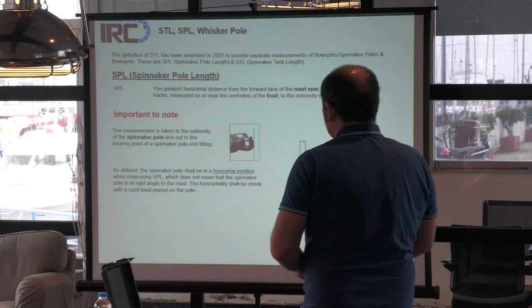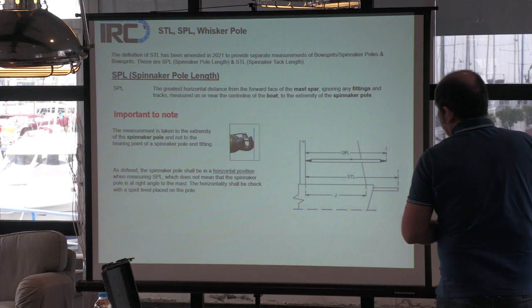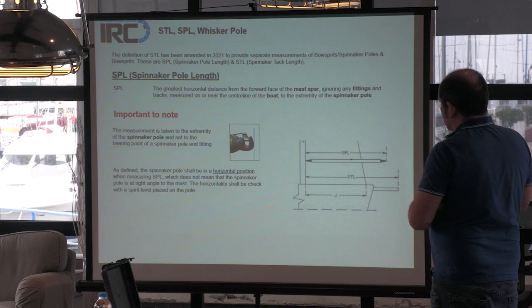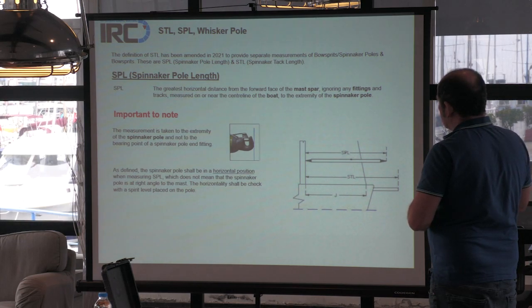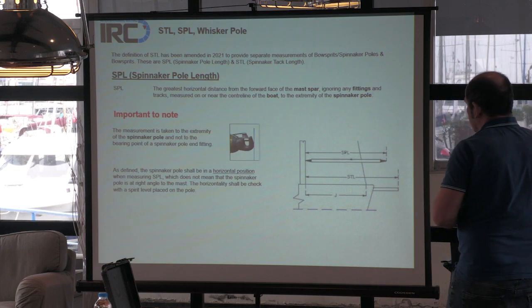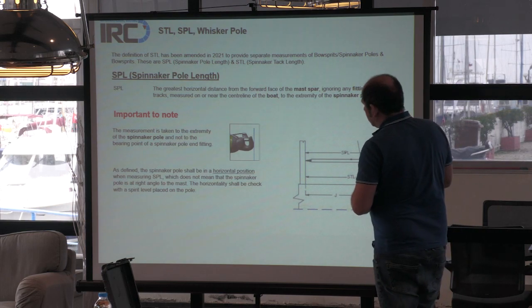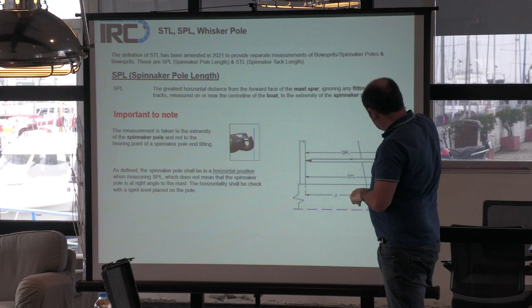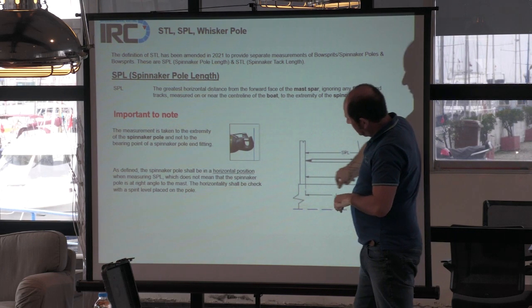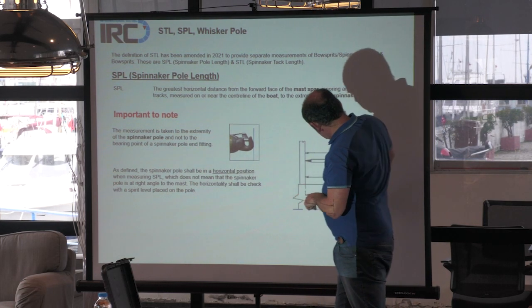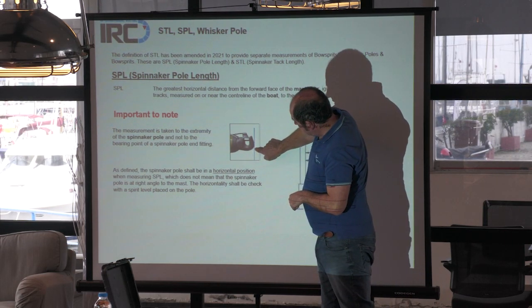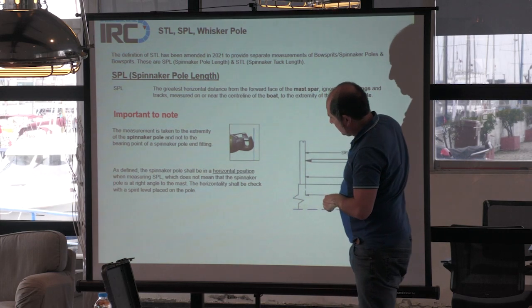Spinnaker pole. For measuring the spinnaker pole, its SPL definition is the greatest horizontal distance from the forward face of the mast spar, ignoring fittings and tracks, measured on the center line of the boat to the extremity of the spinnaker pole. So the measurement will be the horizontal distance from the foremost part of the mast to the extreme end of the spinnaker pole. This is the very extremity of the spinnaker pole.